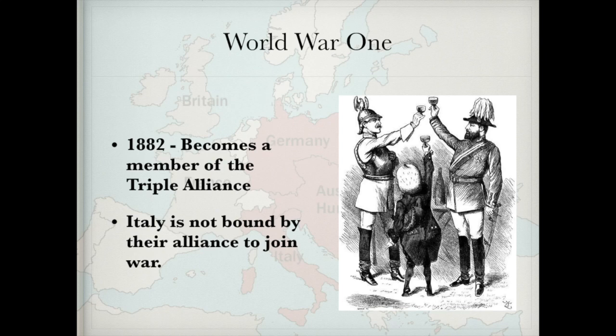This alliance was a defensive alliance, so Italy felt that if Austria-Hungary or Germany was invaded, they would come to their defense because they'd been attacked. But Italy perceived Austria-Hungary and Germany as the aggressors and felt it was not bound by their alliance to join. This political cartoon shows Germany, Austria-Hungary, and then obviously the smaller, weaker of the three, Italy, wanting to be a member there and be as powerful as the other two nations.